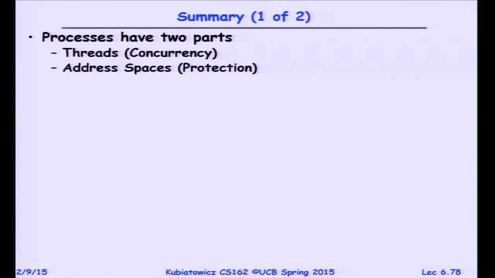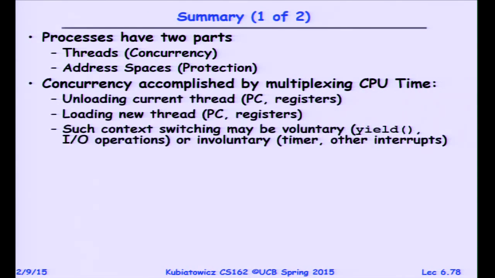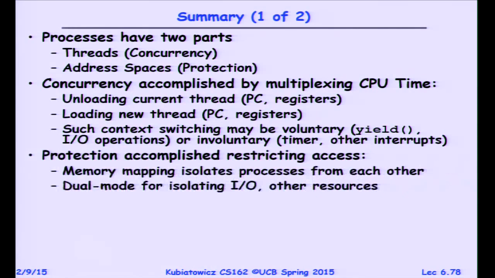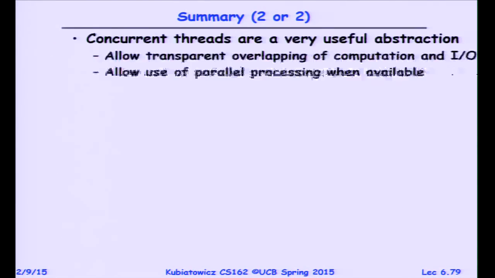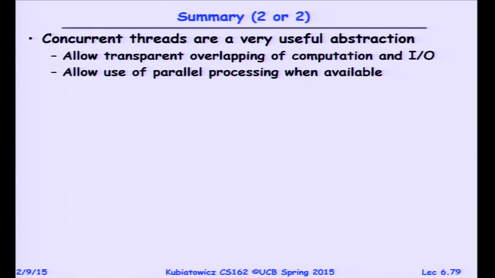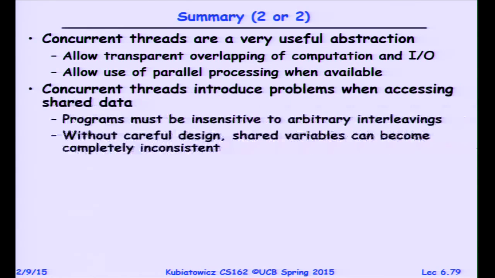But we talked about, once again, that processes have two parts, threads and address spaces. We talked about concurrency, many ways of multiplexing the CPU to get concurrency. We talked about protection, restricting access. That's been a long time topic here. But now we're starting to bring in the fact that concurrent threads are an extremely useful abstraction for lots of things. We're going to get a lot more discussion of why they're useful. But there are all sorts of problems with shared data.